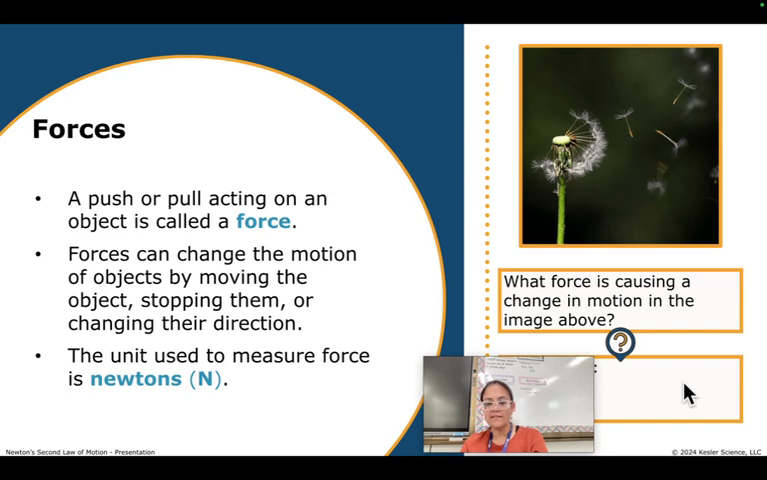So here we have this dandelion. It says, what force is causing a change in motion in the image above? So what force is pushing those seeds out into the air? It could be wind. If it's natural, it could be something coming by and blowing the seeds. We used to do that when I was little, blowing the seeds around. So it's some sort of push, some sort of breath or wind that's pushing it.